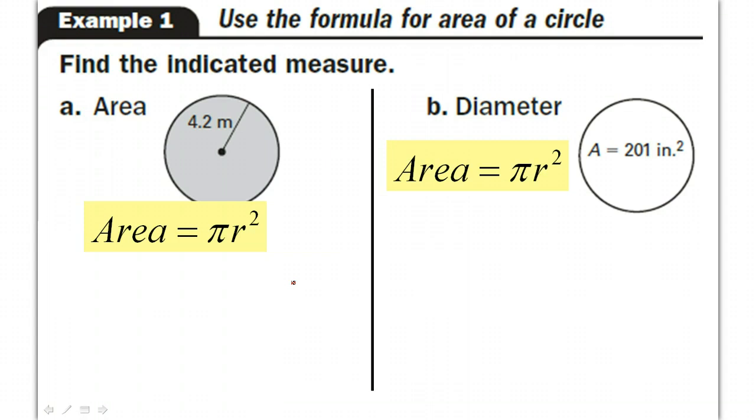Go ahead and try to do example 1. Let me give you a minute. Try to do example 1 on your own. I'm going to pause the video. All right, so we're supposed to find the area. Simply just use the formula. So the area is pi r squared, so that's going to be pi times 4.2 squared.